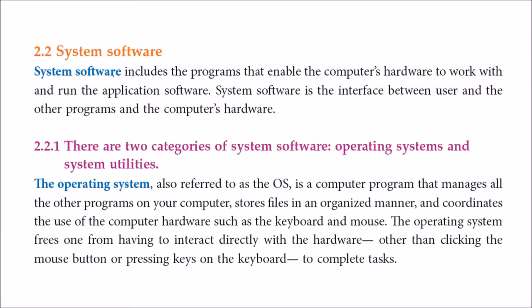System software is the software that will enable the computer hardware to work with and run the application software. So you have application software, and now you need some system software to run it on the computer. For that you have system software. These system software are actually the interface between the user, the other programs, and also the computer hardware.